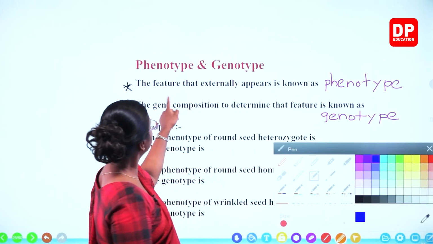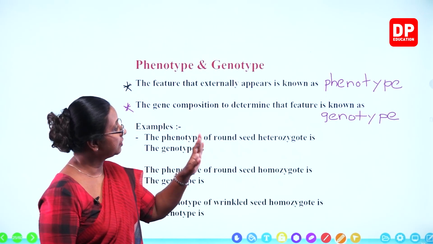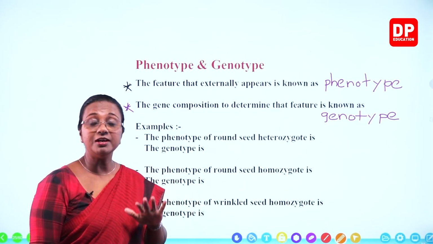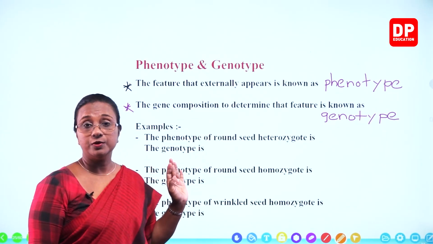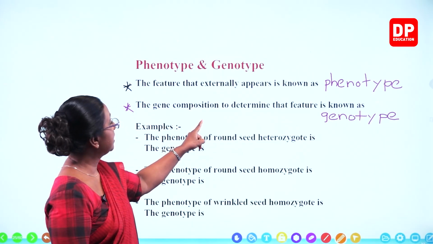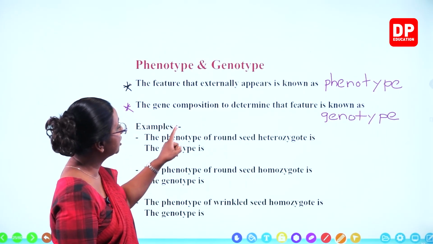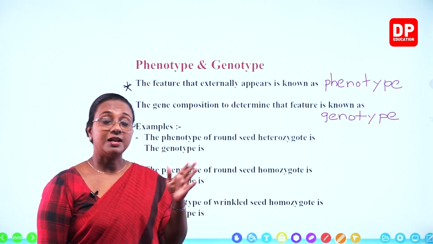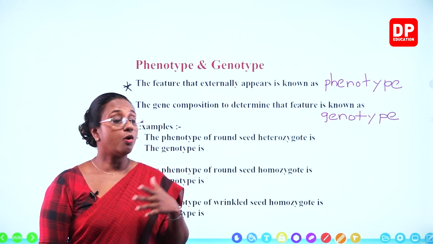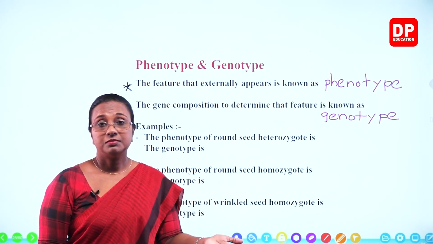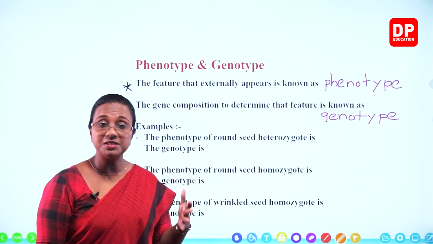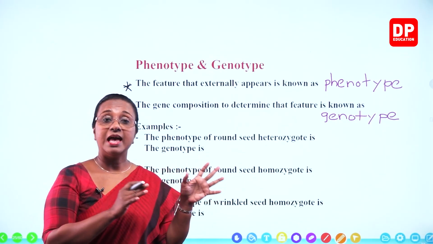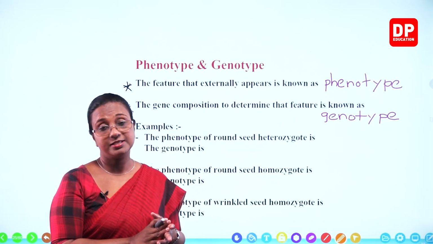So the character, the feature that externally appears, is the phenotype. Tall plant, short plant, round seed, wrinkled seed, purple flower, white flower: those are all phenotypes. Whereas the gene combination or gene composition that determines that feature is known as the genotype. RR, capital R, simple R, or capital G, simple G, capital T, simple T, those are all genotypes. So these are all terms and concepts related to genetics.